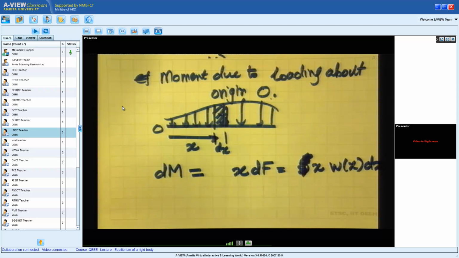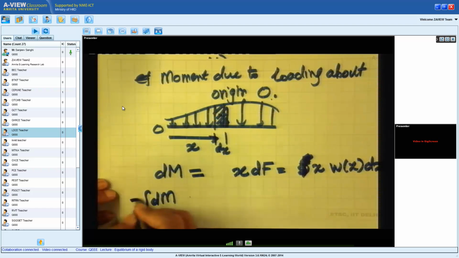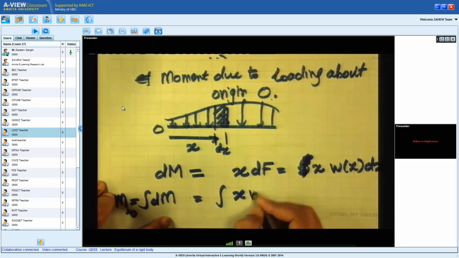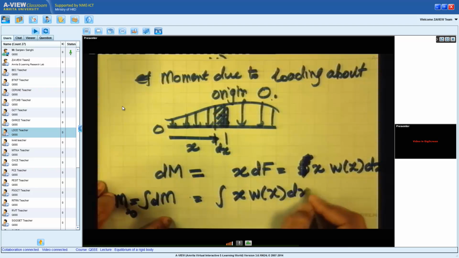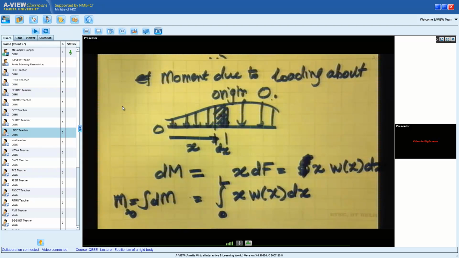Now all we have to do is to find the total moment. We have to sum it up. So we do integral dM. This will give us the total moment about origin, and this will be equal to integral of x times w of x dx, with x going from 0 to L. So this is the total moment.